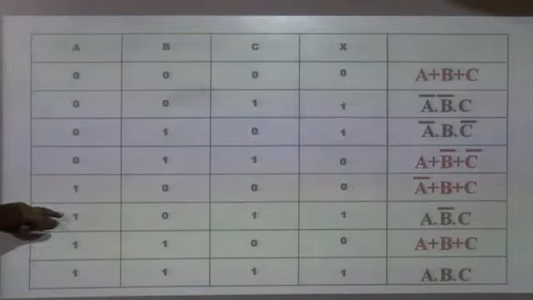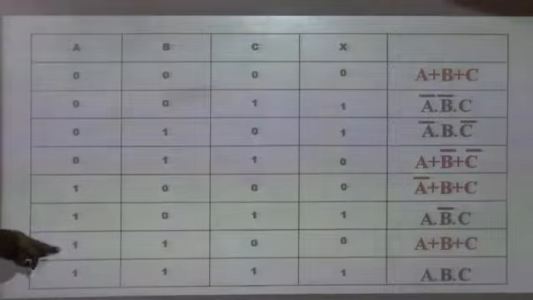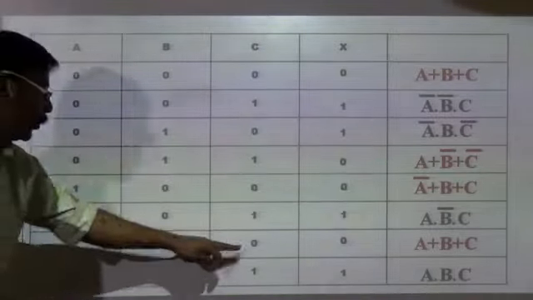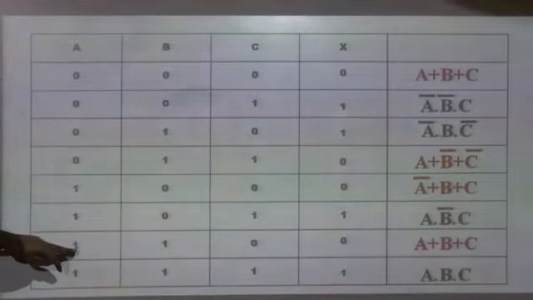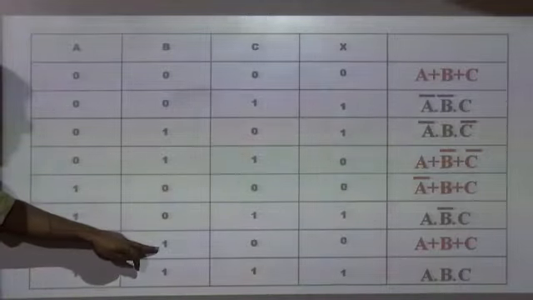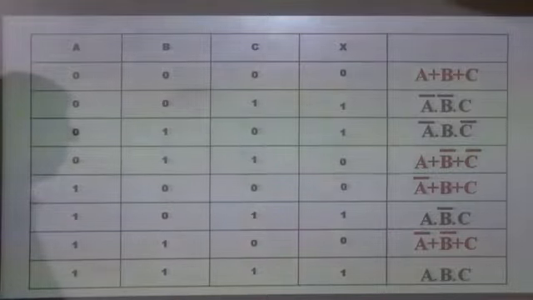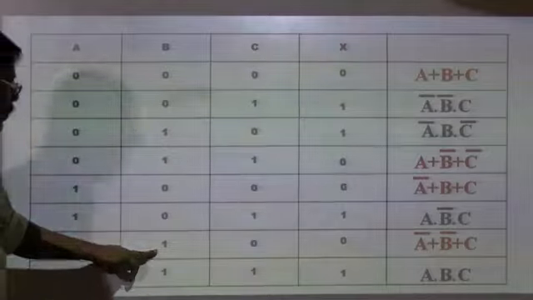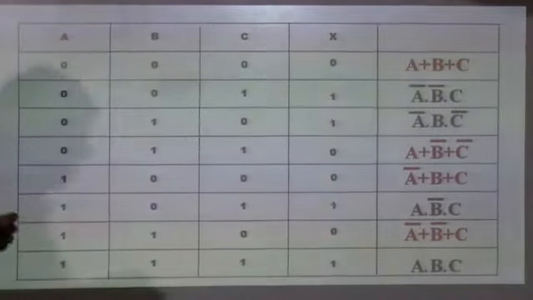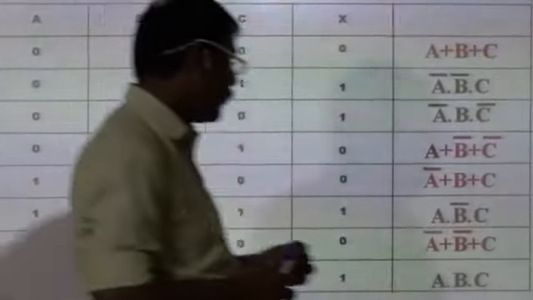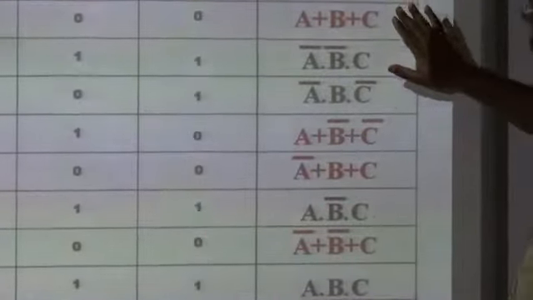Now we look at this fourth one, the sixth term. We've got 1, 1, 0. That means we need to complement A, we need to complement B, while C is 0 itself. So it becomes, if you look at the output, A complement plus B complement plus C. Okay? So now we have the max terms.